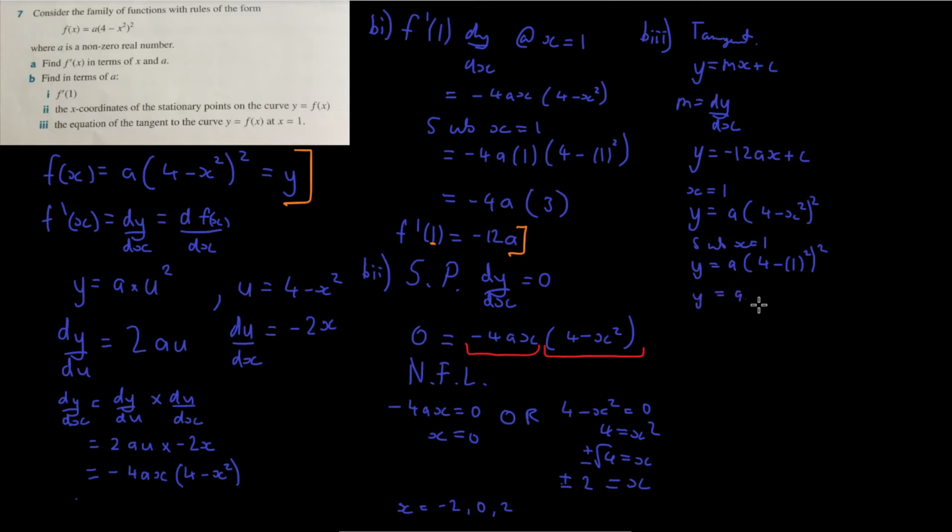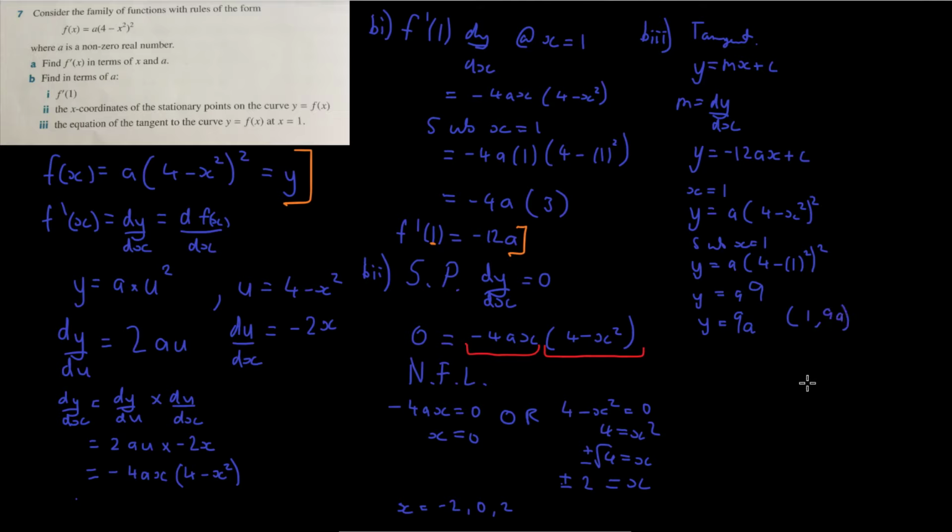y will equal a, 4 minus, well, hold on, 1 squared is 1, 4 minus 1 is 3. 3 squared is 9. Oh, I love that they put a 9 and an a together. They definitely look different and unique. So we have 9a. That's our y value. So we've got a coordinate, an x value and a y value. So that means we've got (1, 9a).